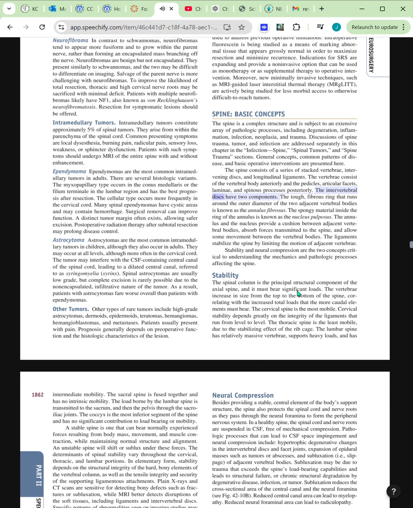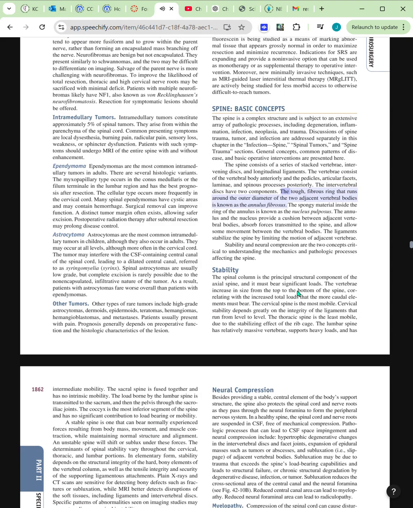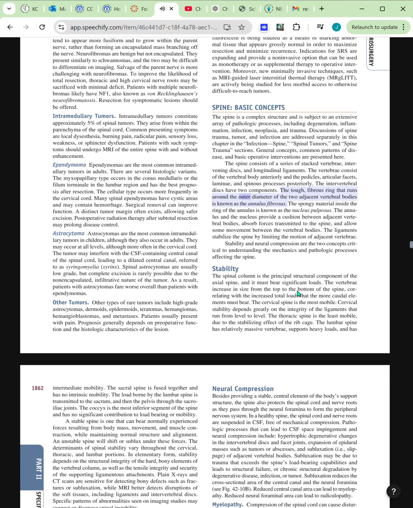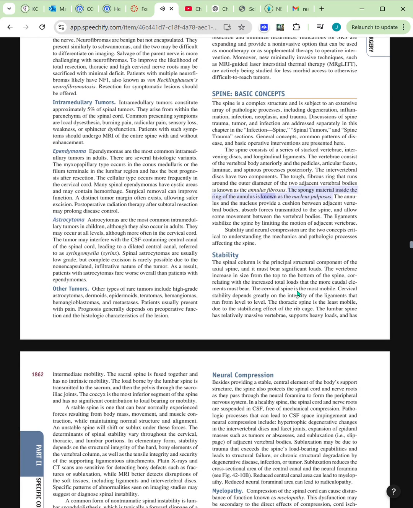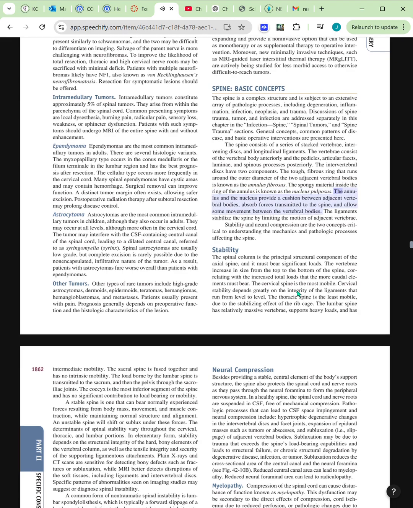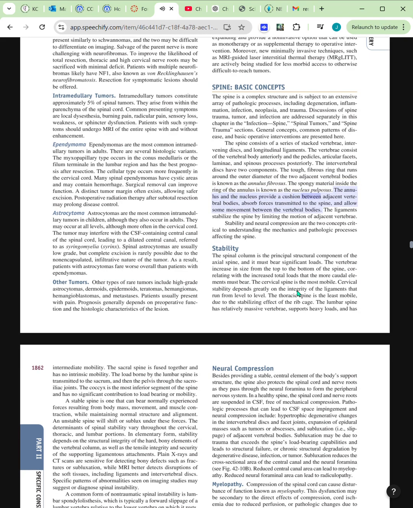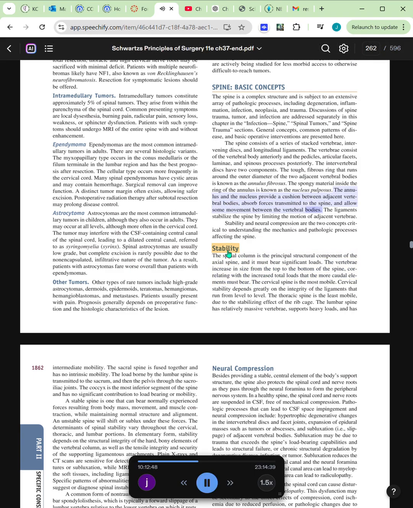The intervertebral discs have two components. The tough fibrous ring that runs around the outer diameter of the two adjacent vertebral bodies is known as the annulus fibrosus. The spongy material inside the ring of the annulus is known as the nucleus pulposus. The annulus and nucleus provide a cushion between adjacent vertebral bodies, absorb forces transmitted to the spine, and allow some movement between the vertebral bodies.